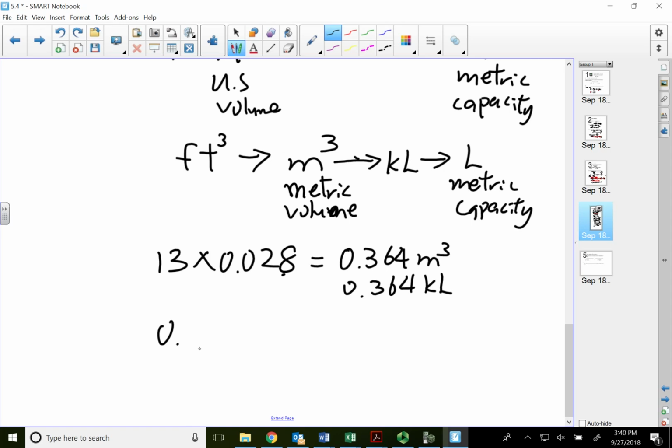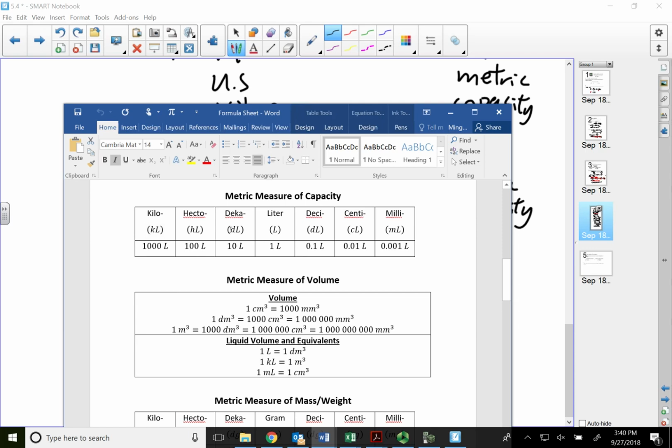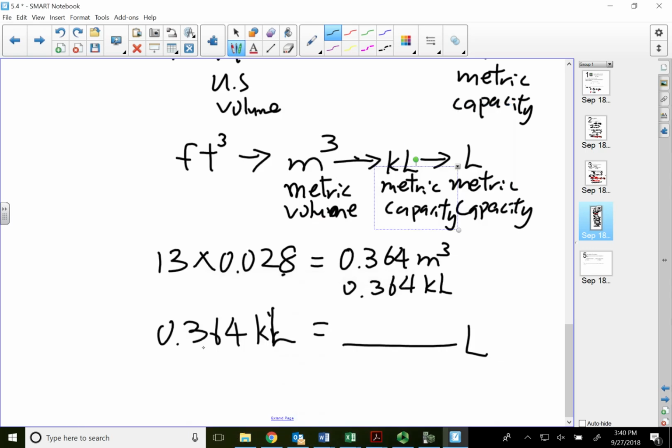So now I just need to take my kiloliter, which is metric capacity, and convert to so many liters. I'm converting from metric to metric within the capacity, so all I've got to do is move my decimal. Kilo to liter is 3 places to the right. So if I move my decimal 3 to the right, 1, 2, 3, my answer is 364 liters. There you go.